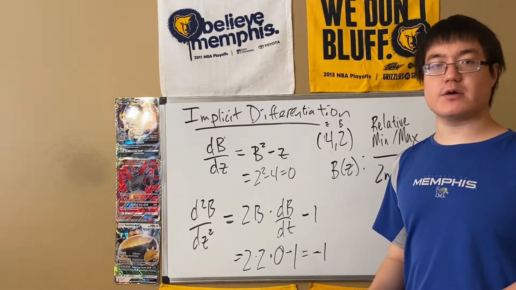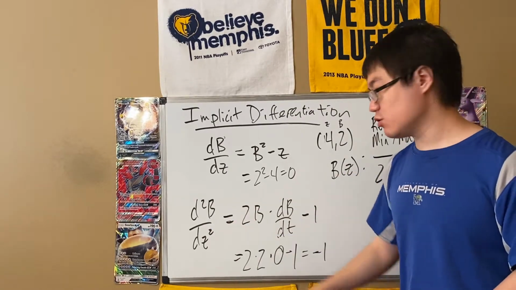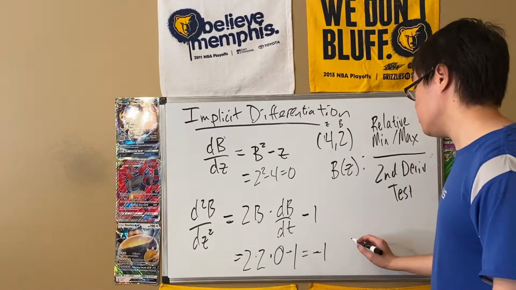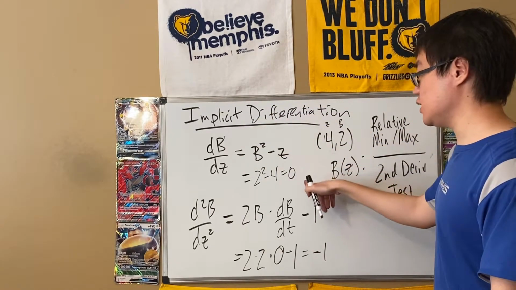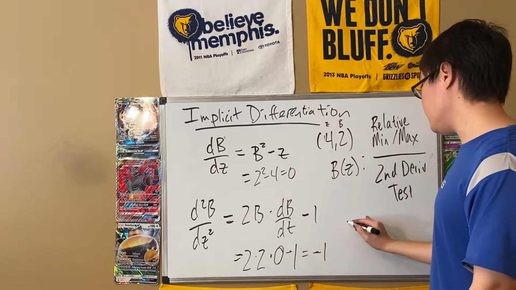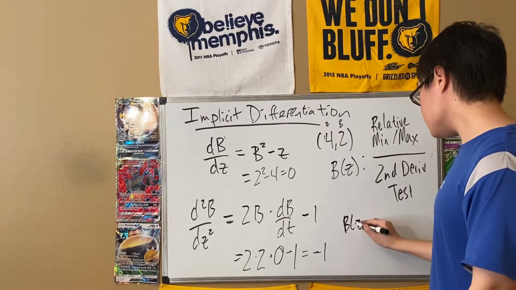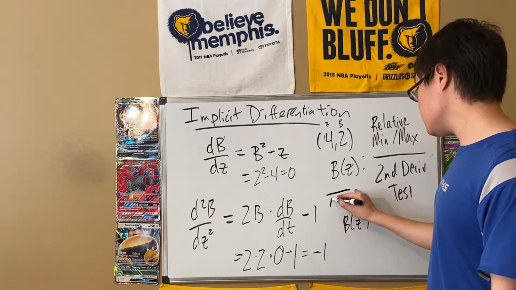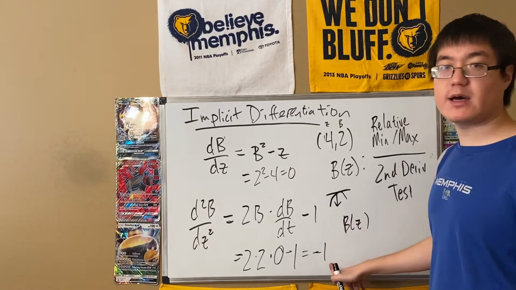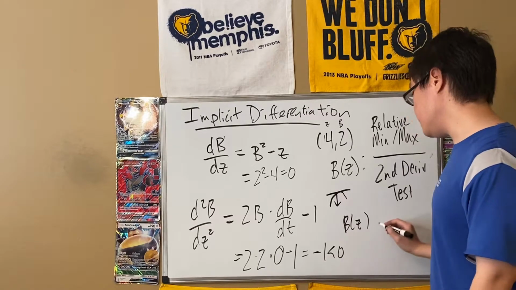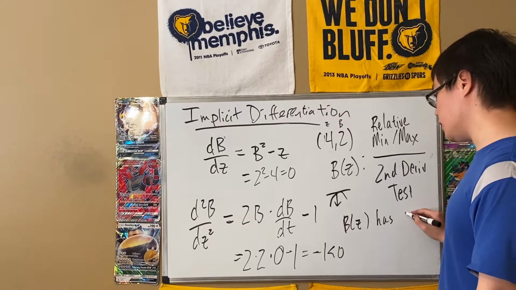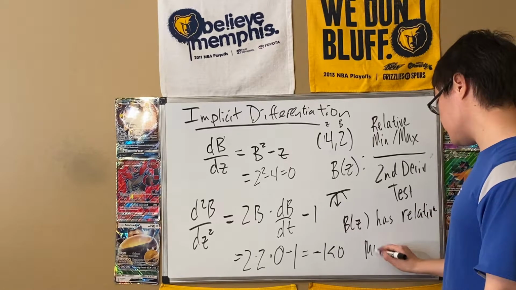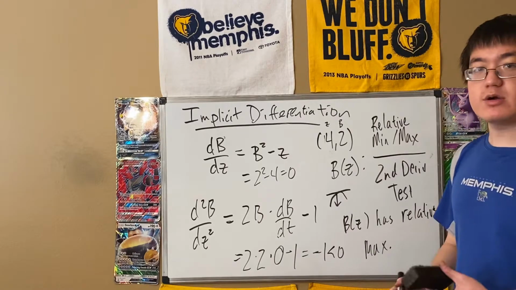So now we're ready to answer the question. Remember, if the second derivative is negative, that means it's a relative max by the second derivative test. Because the first derivative is 0 and the second derivative is negative, b of z has a max and you're concave down, represented by this negative 1. Not a relative min, a relative max, as I've been saying. Or a local max by the second derivative test.